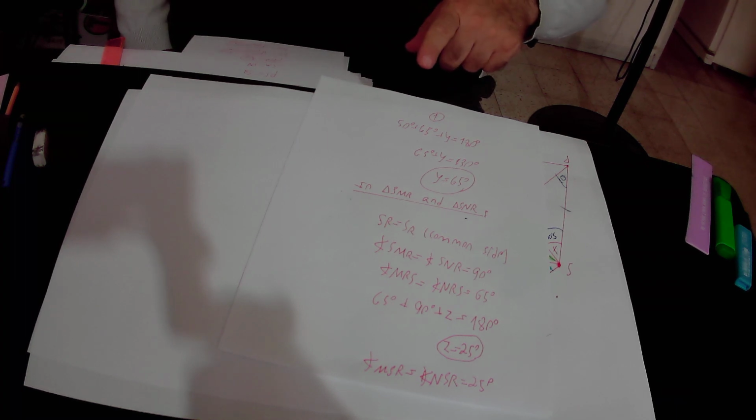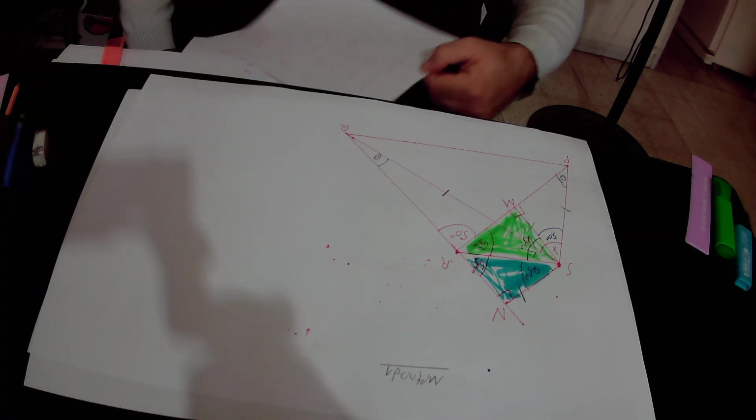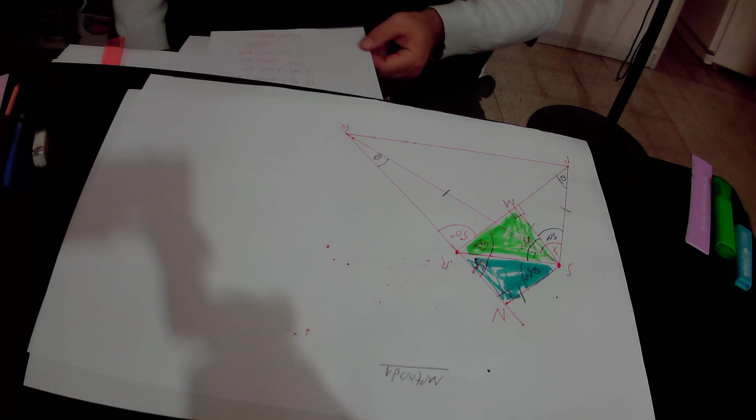So here we subtracted 50 degrees from this equality. We got that 65 degrees plus Y equals 130 degrees. We subtracted 65 degrees from this equality and we got that angle Y equals 65 degrees. So we found out that this angle equals 65 degrees.